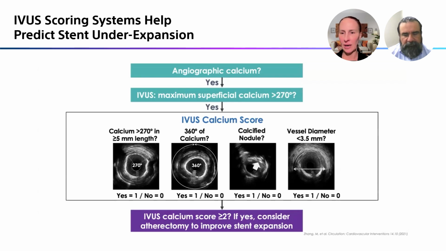And then, what is the vessel diameter? If it's less than 3.5, you're going to be at higher risk for stent underexpansion without modifying the calcium. So this score would suggest that if your score is 2 or over, you should at least consider atherectomy or some other method to modify that calcium prior to stenting.